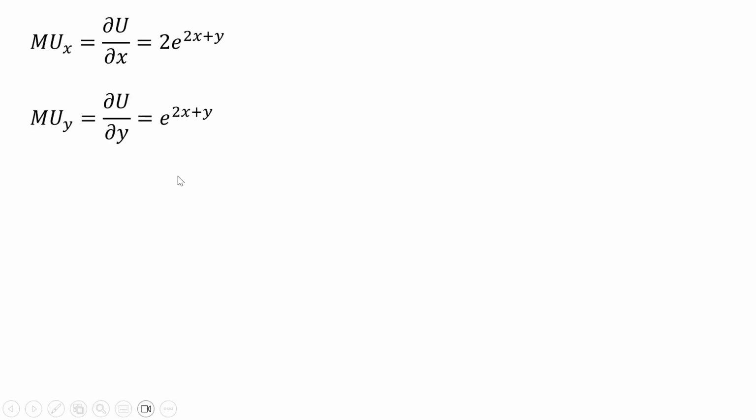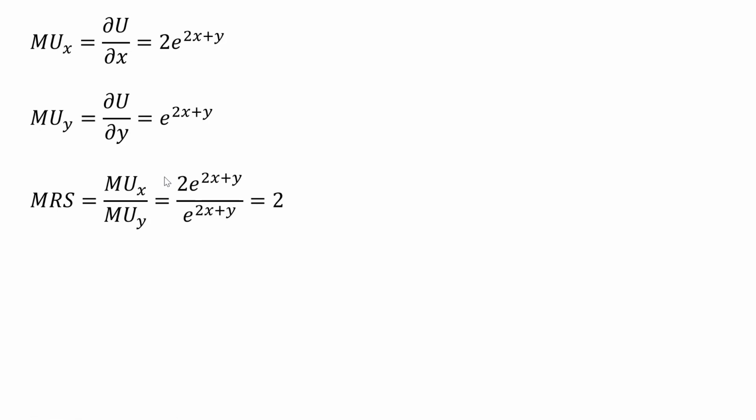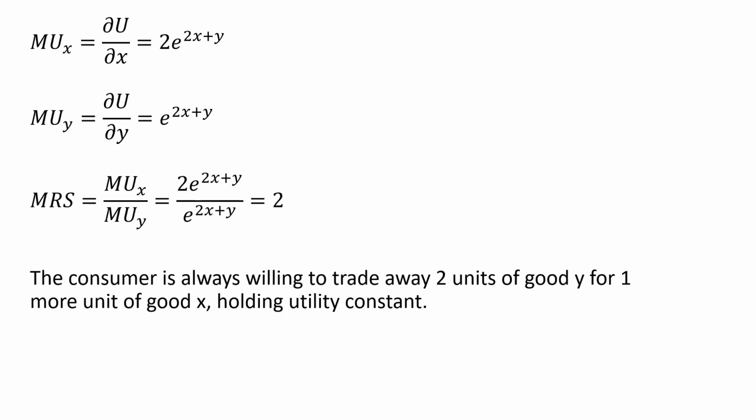Writing our results once again, and now let's form the marginal rate of substitution, which is the marginal utility of good x divided by the marginal utility of good y. So putting those marginal utilities into this formula, you'll notice this cancels very nicely to just equal 2. So the marginal rate of substitution is constant. It always equals 2. This is a perfect substitutes utility function. This consumer is always willing to trade away 2 units of good y for 1 more unit of good x, holding utility constant.